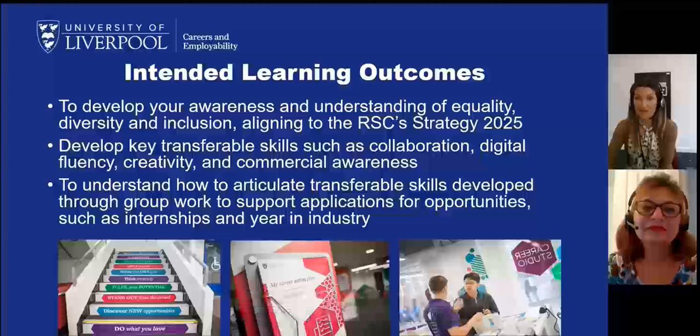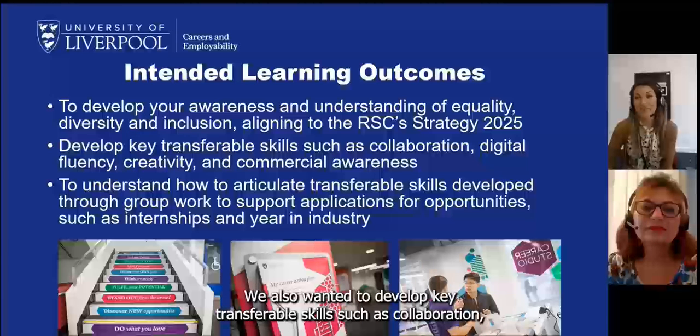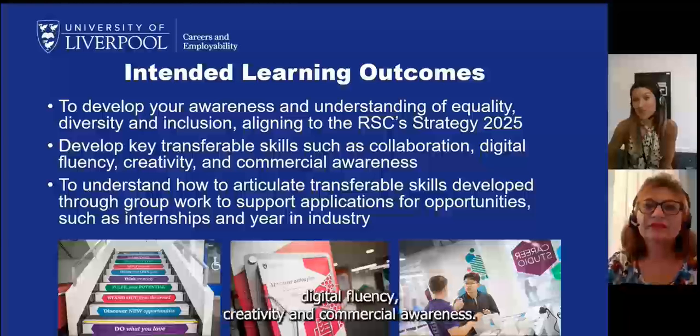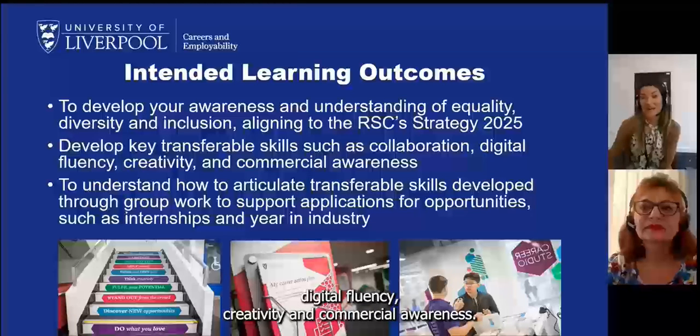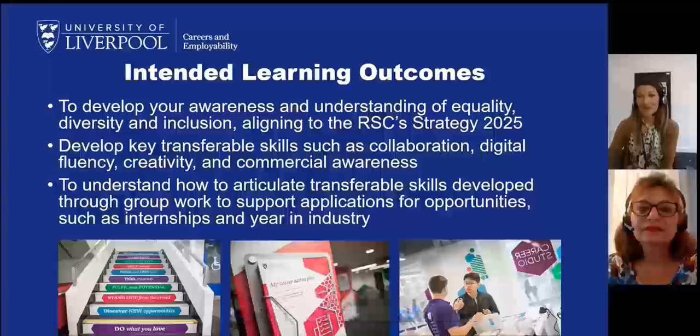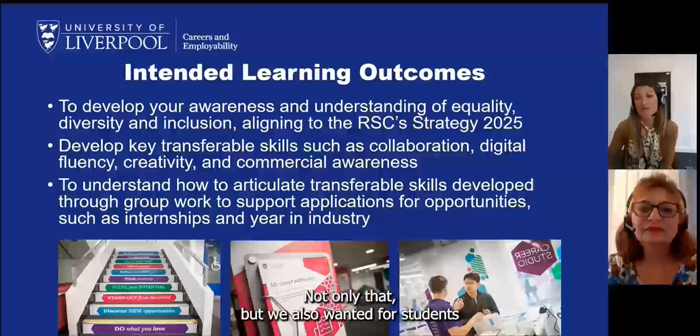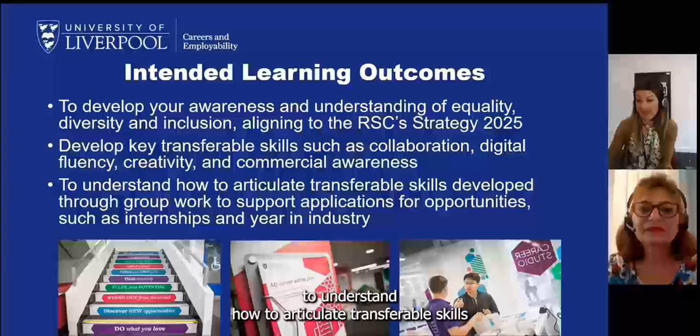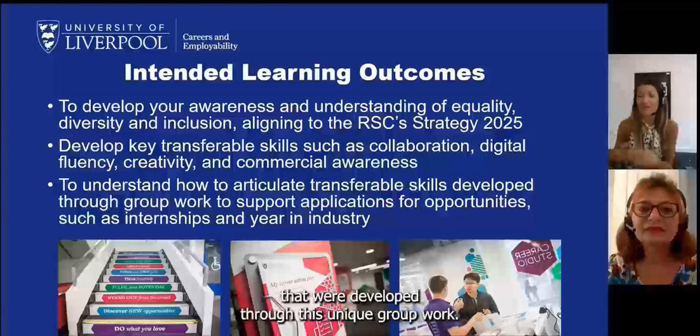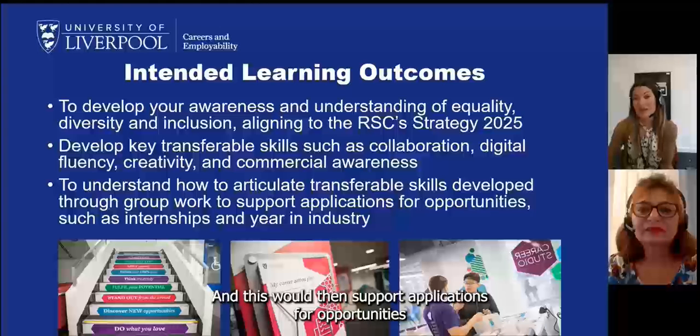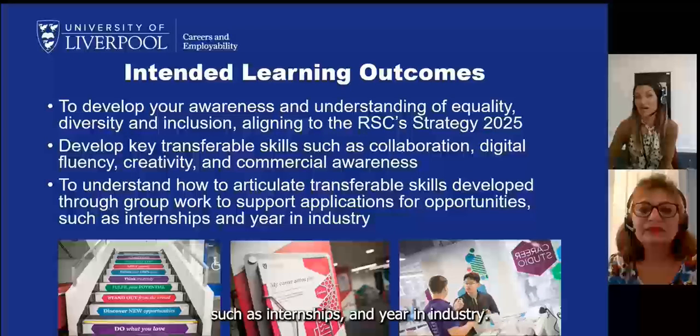and inclusion. We also wanted to develop key transferable skills such as collaboration, digital fluency, creativity and commercial awareness. Not only that, but we also wanted students to understand how to articulate transferable skills that were developed through this unique group work, and this would then support applications for opportunities such as internships and year in industry.